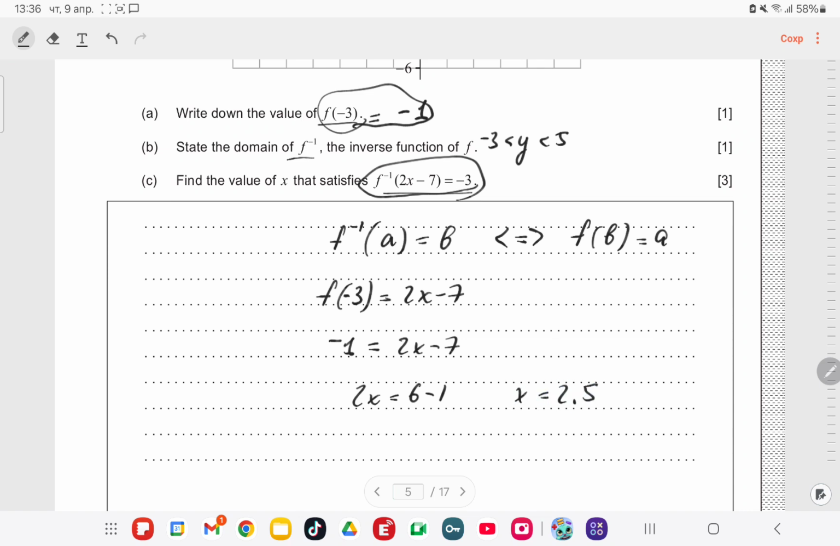So this is a final answer for question. So we have to fix it here carefully. So 7, yes, 7 minus 1, and 6 divided by 2 is 3. So this is the final answer.